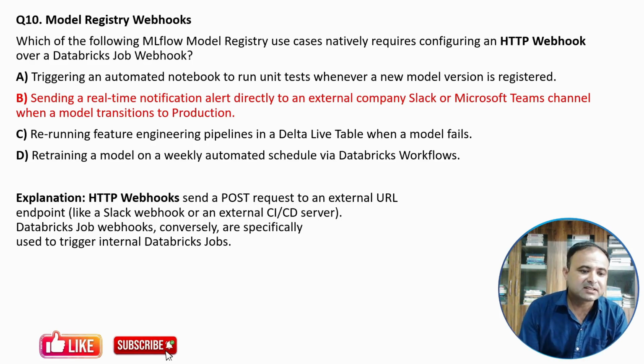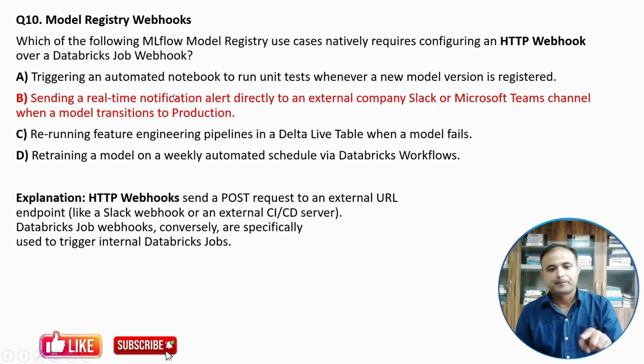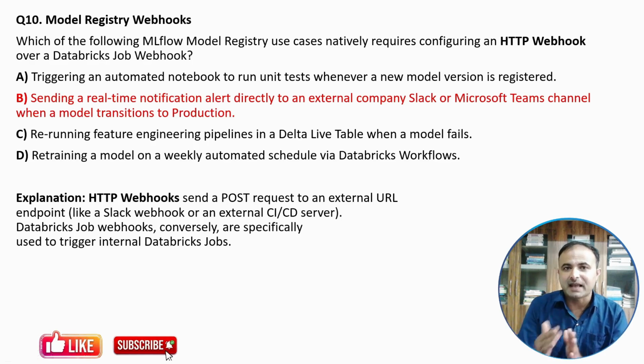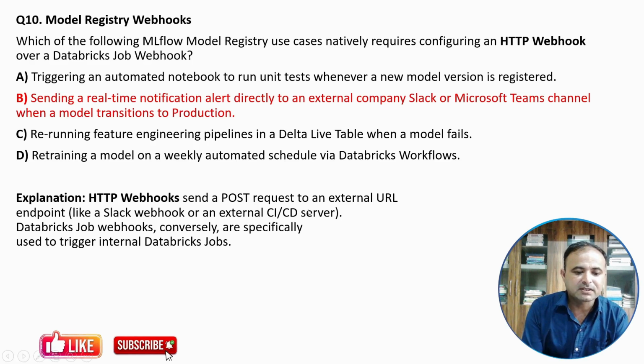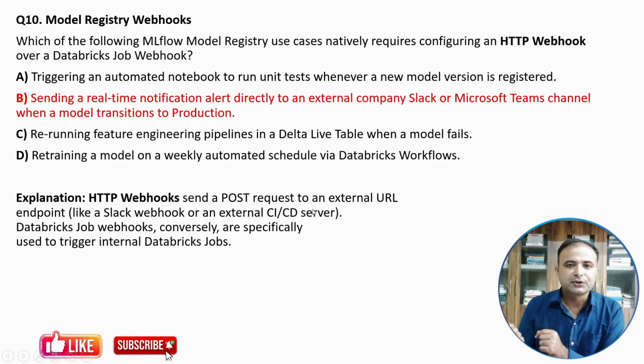So here the correct answer is sending a real-time notification alert directly to an external company Slack or Microsoft Teams, etc. These are communication channels. When a model transitions to production, it will automatically send the webhook. Again, a very important question. An HTTP webhook sends a POST request to an external URL endpoint like Slack webhook or any external CI/CD server. Databricks job webhooks are specifically used to trigger an internal Databricks job.